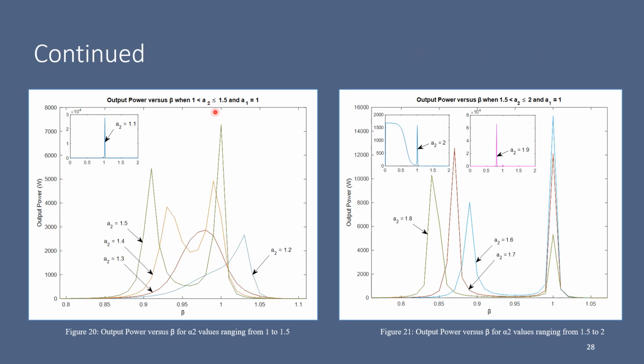This slide shows when alpha 2 is from 1 to 1.5, the output power increases from 1.2 to 1.5, however it has a spike at 1.1. The second figure shows that the output power decreases from 1.6 to 1.8, however it has a spike as well at 1.9 and then it decreases down at alpha 2 equal to 2.